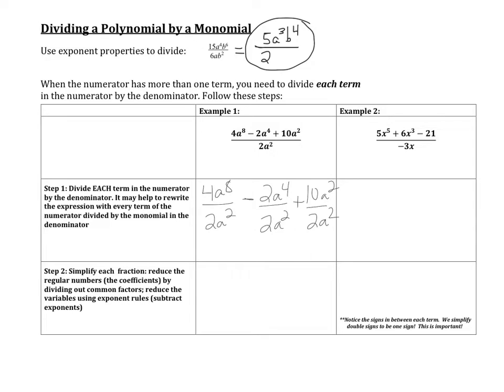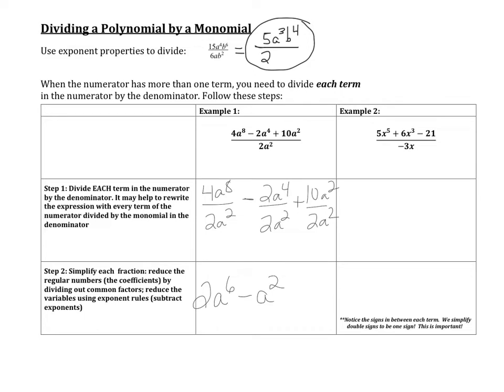And so then what you do is you just reduce each monomial separately, right? So 4 over 2 becomes 2. A to the 8th over a to the 2nd becomes a to the 6th. So my first term would be 2a to the 6th. My next term, I would do 2 divided by 2 is 1. A to the 4th divided by a to the 2nd is just a to the 2nd, because remember, you subtract the exponents when you have the same base. So that would be minus a to the 2nd.